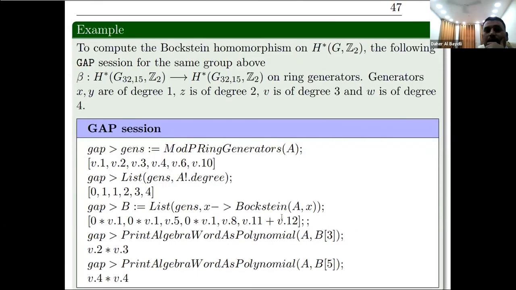And the next example computes the Bockstein homomorphism on the cohomology ring, following the Gaussian, for the same group as above, on the ring generators. We have that this group has two generators in degree one, one generator in degree two, one generator in degree three, and just one generator in degree four. And we use this code to compute all the Bockstein.